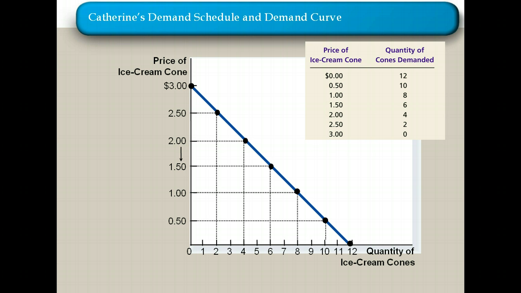Okay, so let's just make sure we're clear. If we take, for example, here, the price, and we drop it from $2 to $1.50, we're going to notice that we move from quantity 4 to quantity 6. And again, that fits perfectly with what we know of the law of demand. All right, great. Let's move along.